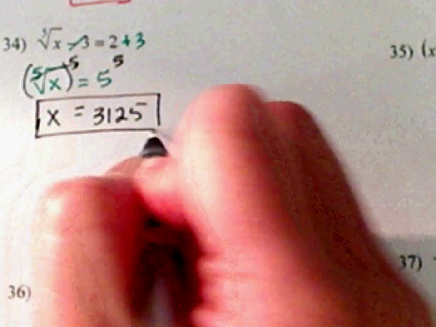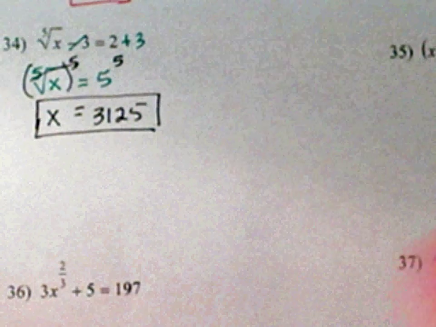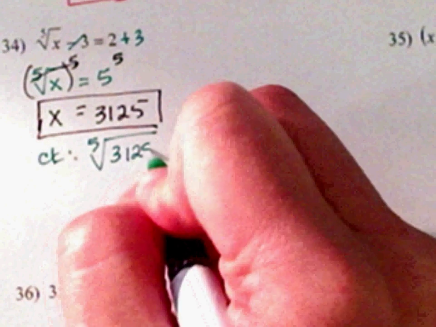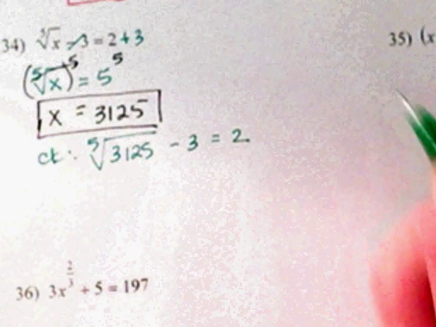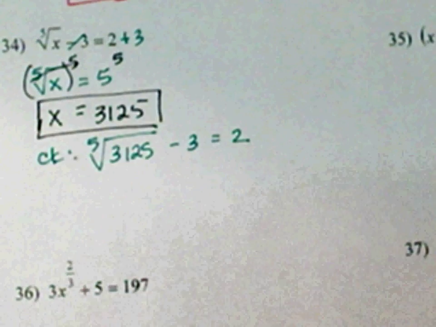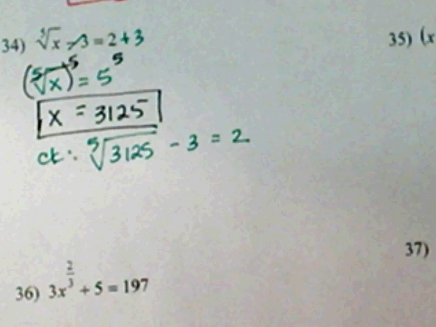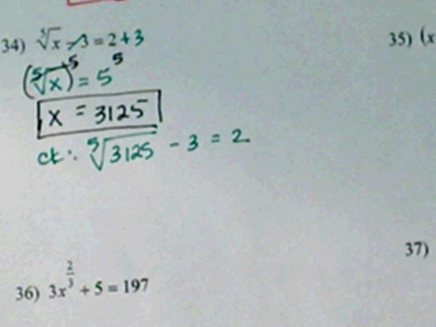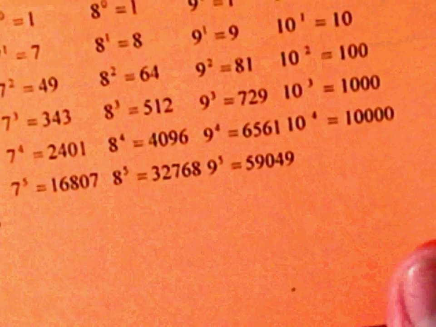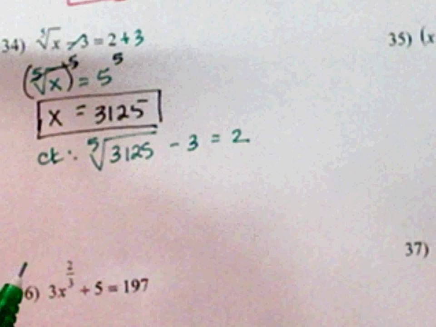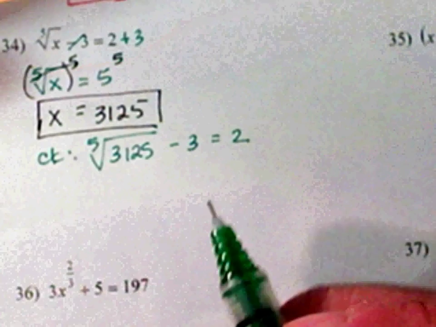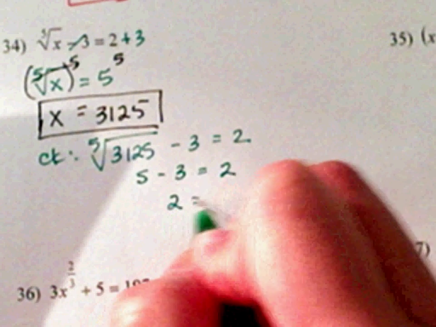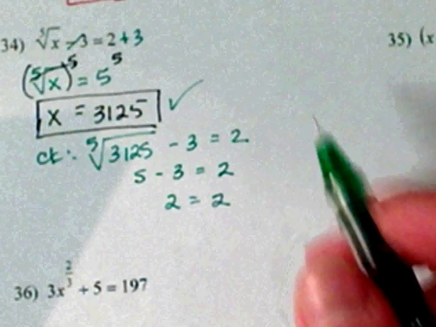Check your solution. Okay. Fifth root of 3125 minus 3 is equal to 2. What is the fifth root? Okay, let me look it up. Fifth root of 3125. I'm actually going to use this sheet right here. 3125, let me see. That'll be 5. Minus 3 equals 2, so 2 is equal to 2. So check, that works. That's equal, okay?